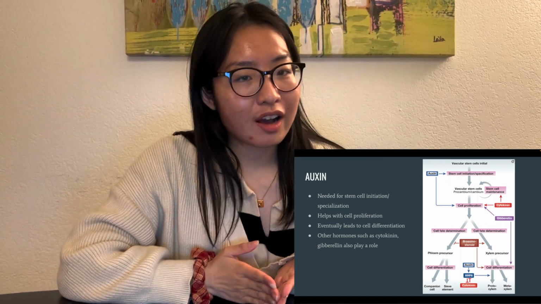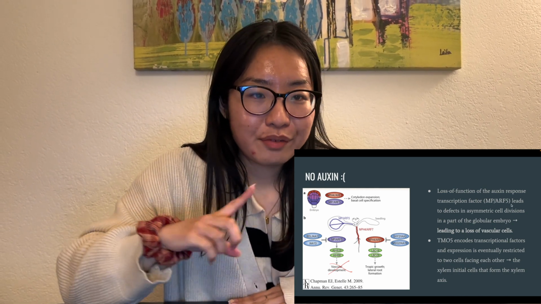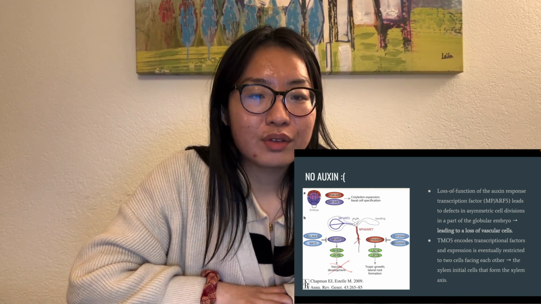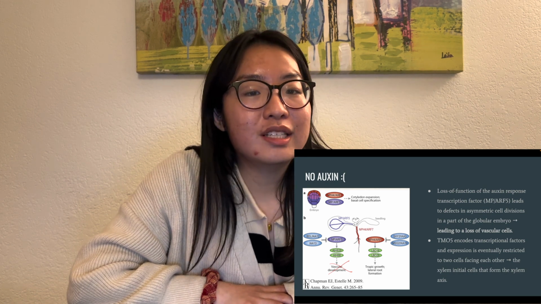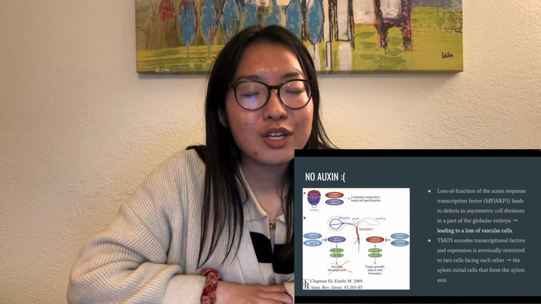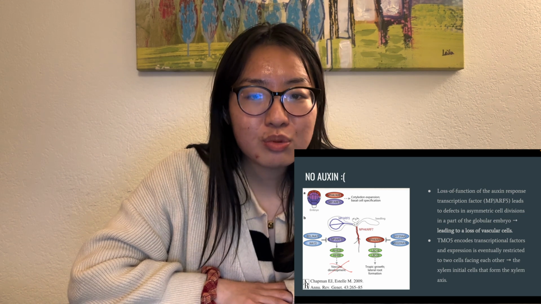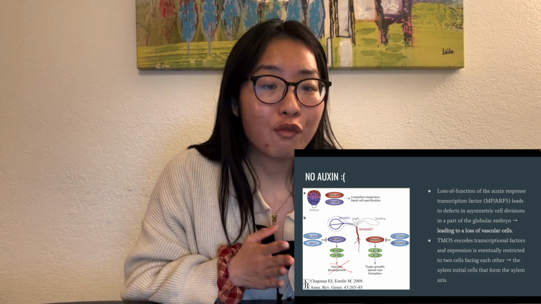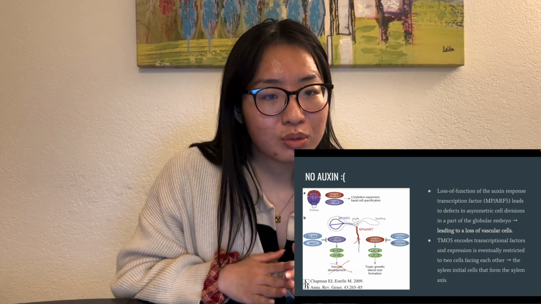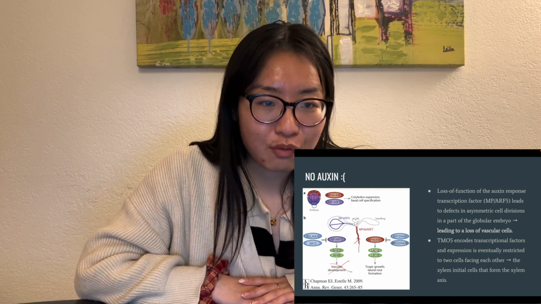Loss of function of auxin response transcription factor, which is called MP or ARF5, leads to defects in asymmetric cell division in part of the globular embryo, which eventually leads to a loss of vascular cells. Furthermore, in the auxin response pathway, transcriptional target genes, specifically TMO5, encode transcription factors that are expressed in all 4 initial vascular cells, but expression is eventually restricted to 2 cells facing each other, which are the xylem initial cells that eventually form the xylem axis.